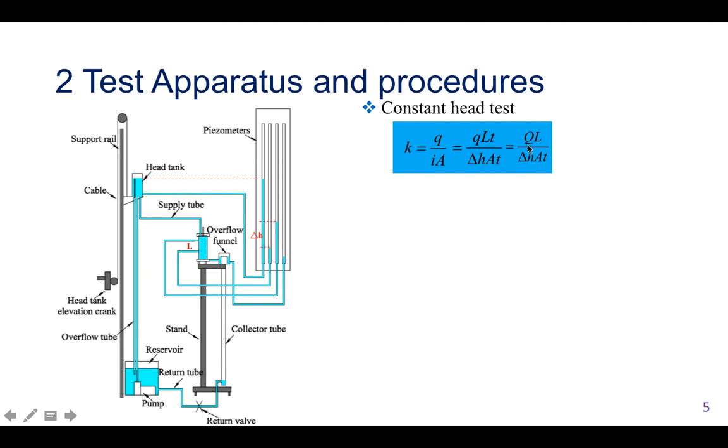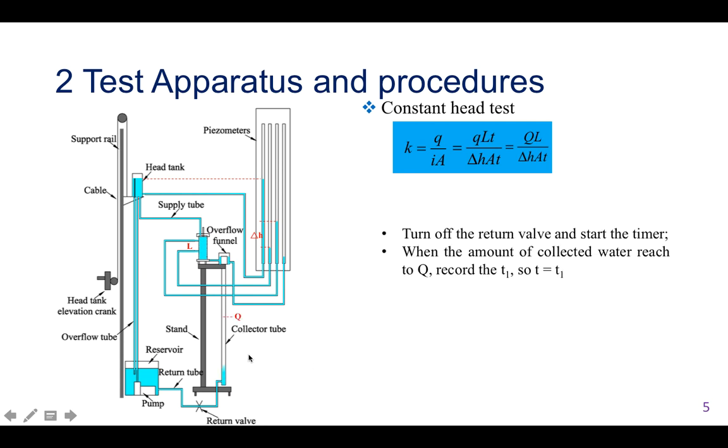Now only the parameters Q and T are unknown. To obtain these two values, we need to turn off the return valve and start the timer. Okay. When the amount of collected water reaches Q, record the time, and then the permeability can be calculated using this equation. After that, we need to adjust the elevation of the head tank and repeat this test twice.